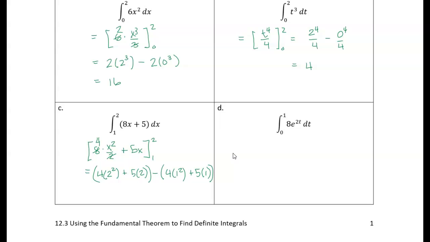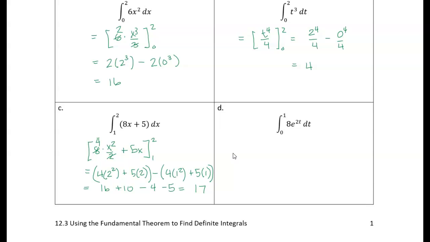It's important to have those parentheses because we've got 2 terms in our antiderivative, and so we have to make sure that we're subtracting the whole antiderivative evaluated at 1. It's really easy to get sign errors otherwise. Okay, so let's evaluate this. 4 times 4 is 16, and then plus 10, and then here we have minus 4, right? And then we also have minus 5. So if I put that all together, I get 17.